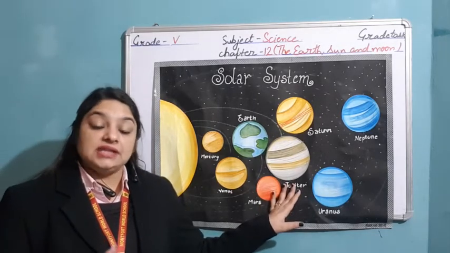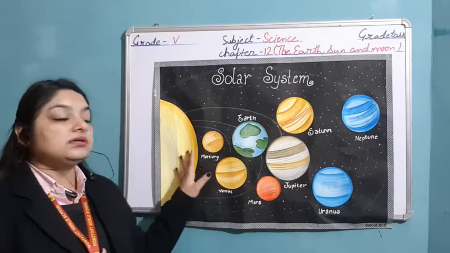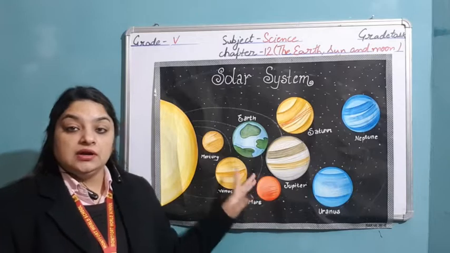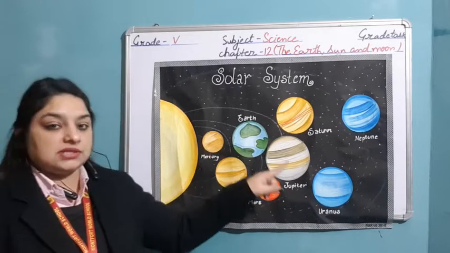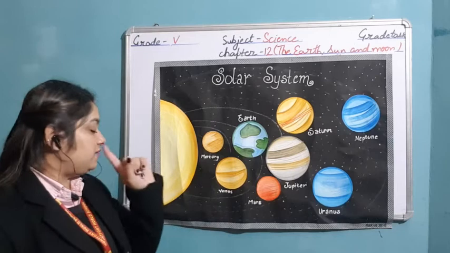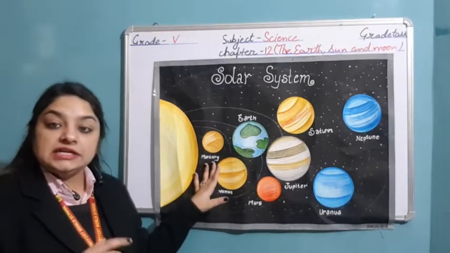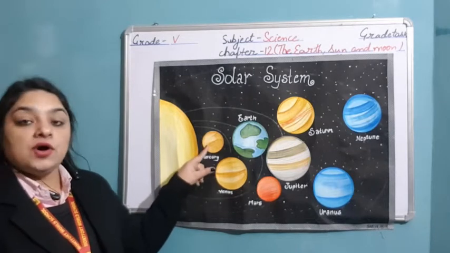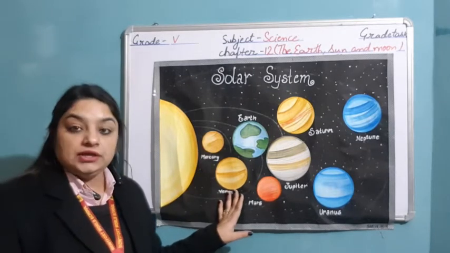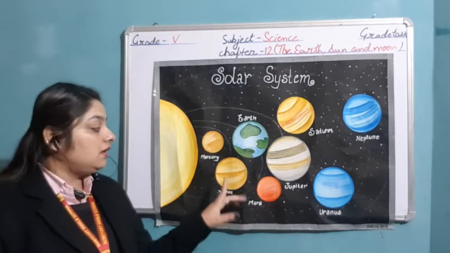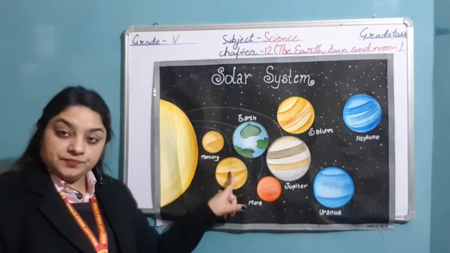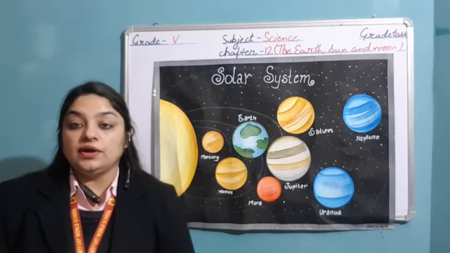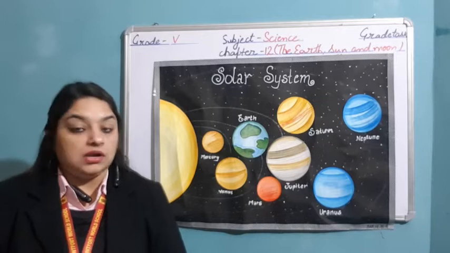They reflect the light which falls from the sun. The sequence in which these planets appear is by their distance, going far from the sun. First one is Mercury, the nearest planet to the sun, and it is the smallest among all. After this, the second is Venus. We call it the morning and evening star also. It is the hottest planet among all.